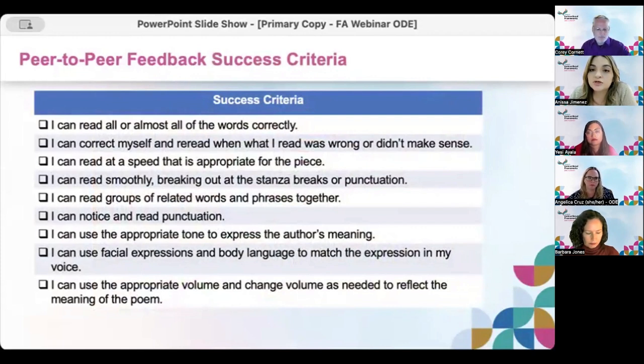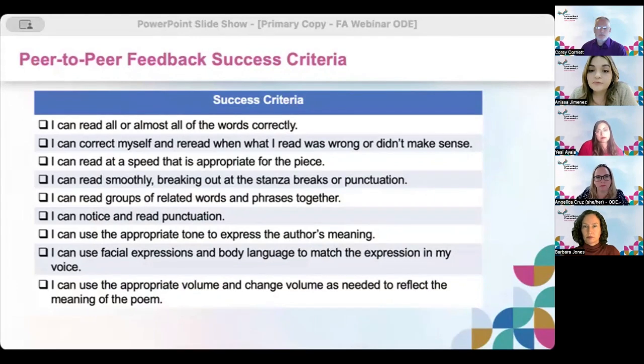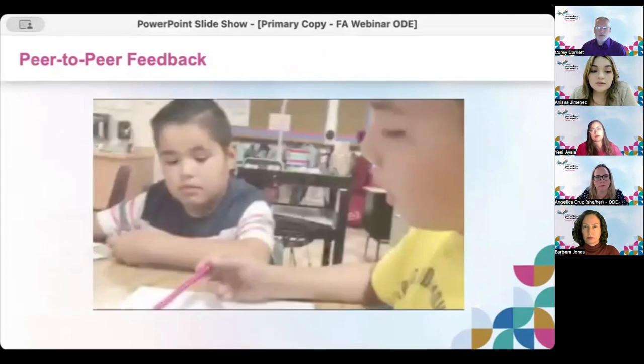This is really what students are expecting from one another. So here: reading all or almost all of the words correctly, correcting themselves and rereading when what they read was wrong or didn't make sense, reading at a speed that is appropriate for the piece, reading smoothly, breaking at stanza breaks or punctuation, reading groups of related words and phrases together, noticing and reading punctuation, using appropriate tone and expression, and then using facial expressions or body language to match expression in the voice. And then last but not least, just focusing on appropriate volume and change in volume as needed. All right, we can go to the next slide.